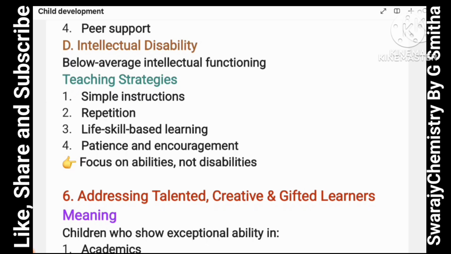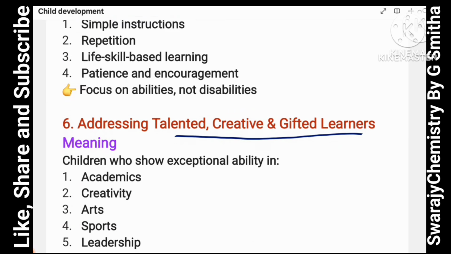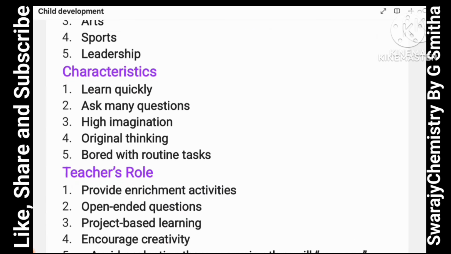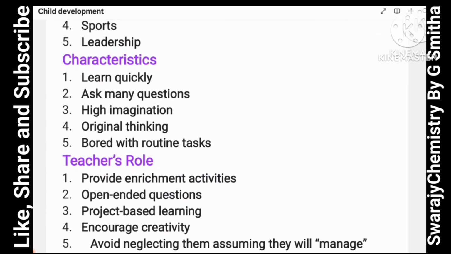Our next concept is talented, creative and gifted learners. Talented, creative and gifted learners are children who show very high abilities in areas like studies, creativity, arts, sports or leadership compared to other children of the same age. The characteristics of these children are, these children learn faster, ask many questions, have strong imagination, think in new and original ways, and often feel bored with routine or repetitive work.